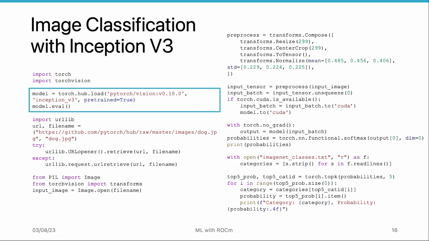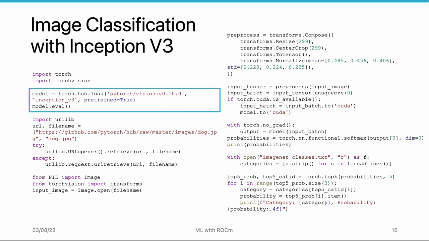After importing the necessary libraries, we proceed to load the pre-trained Inception v3 model using the torch.hub.load function. This function allows us to conveniently access pre-trained models from the PyTorch/Vision repository. In this case, we specify the repository, the model name, and set pretrained as true to load the pre-trained weights of the model. By calling the model.eval function, we switch the model into evaluation mode.